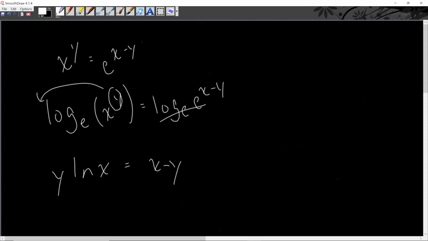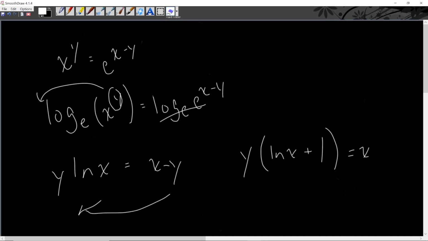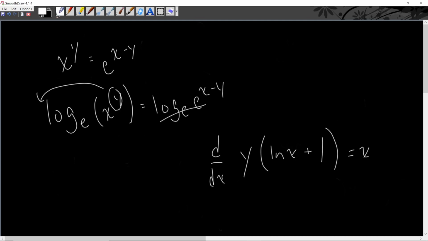Well, we can actually bring this y to the other side, so we'd have y ln x minus y, or plus y, as it goes to the other side. So if we factor out that y, it's going to be y times (ln x plus 1) is equal to x. And now from here, we're going to do some product rule. Again, we're going to try and differentiate with respect to x on both sides. So d dx here, d dx here.